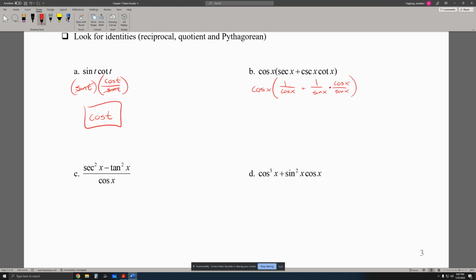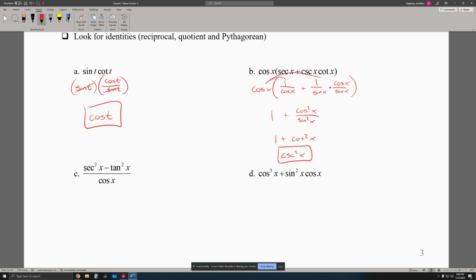Okay. Now let's go ahead and distribute this cosine into this grouping. We have in this first term, cosine x over cosine x, that's just 1. And then we have 1 times cosine x, that's cosine squared. And then in the denominator, we have sine squared of x. Cosine squared over sine squared is equal to the cotangent squared. So we have 1 plus cotangent squared. And this looks like one of our identities. This is equal to the cosecant squared.